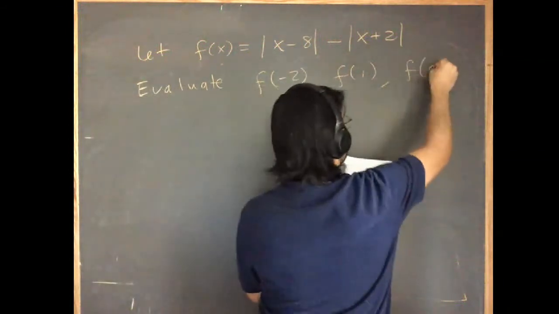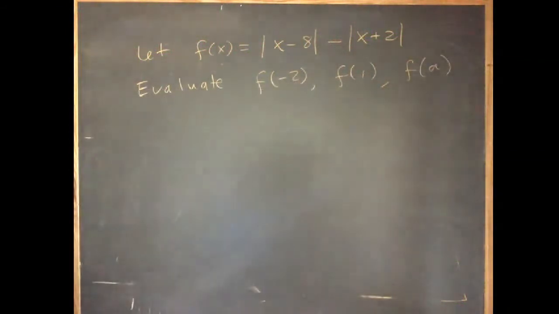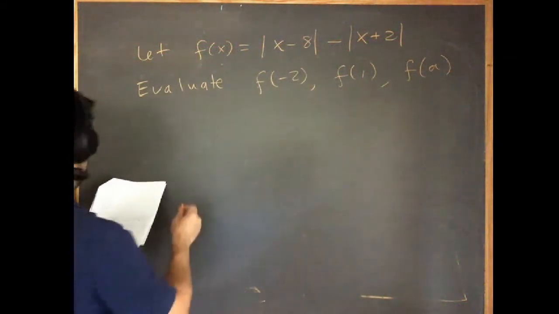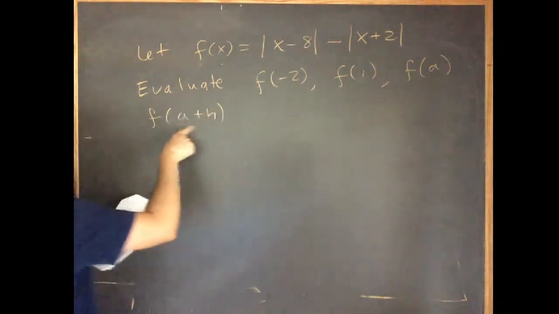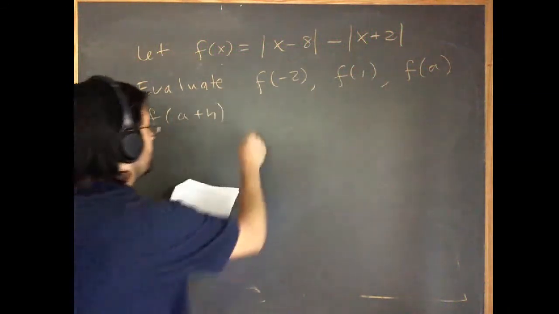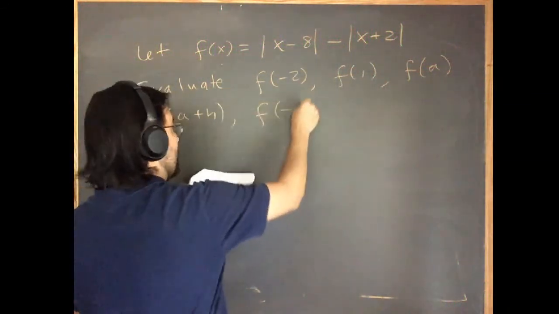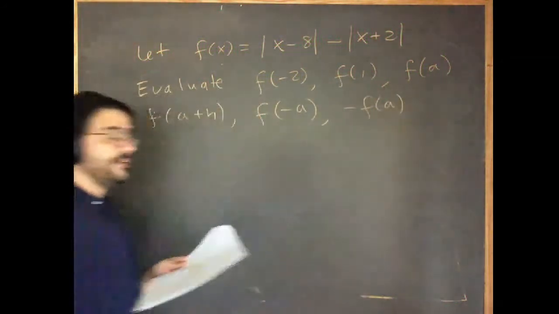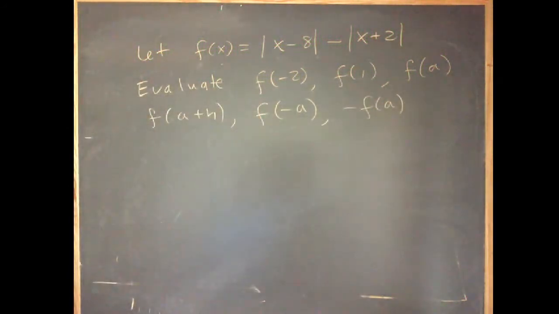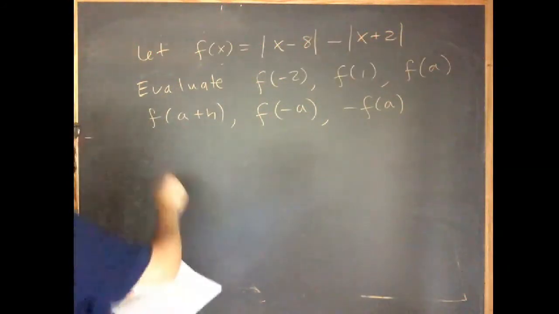Something that's a little bit harder for students is what happens when you put a variable in. So we'll also input variables. We'll compute things like f of a. We'll compute things like f of a plus h. So this means plug in a plus h into the function. We'll want to look at f of negative a. And we're going to see that it's not the same thing as negative f of a. This is not multiplication, so you can't pull that negative sign out to the front, okay? They're going to be different from one another.